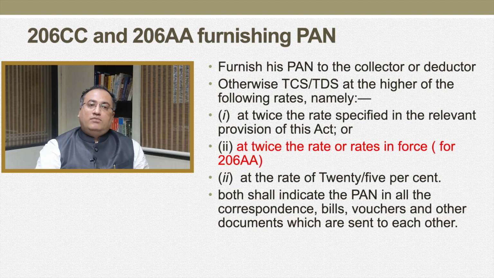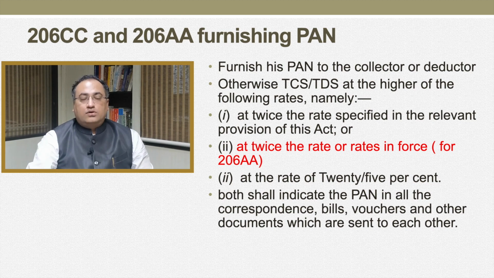These are the sections I was talking about. There are two sections in Income Tax Act, section 206CC and section 206AA. CC deals with TCS and AA deals with furnishing of PAN in case of a TDS. So both cover the same area, but one is with TCS, another is with TDS. So basically, in case PAN is not provided either by the buyer or by the seller, tax will be deducted at the rate twice which has been specified in the relevant provision or at twice the rate or rates in force. Mind you, this second point is applicable only in case of TDS. In TCS, this point is not applicable. So that's why I have also highlighted this point.